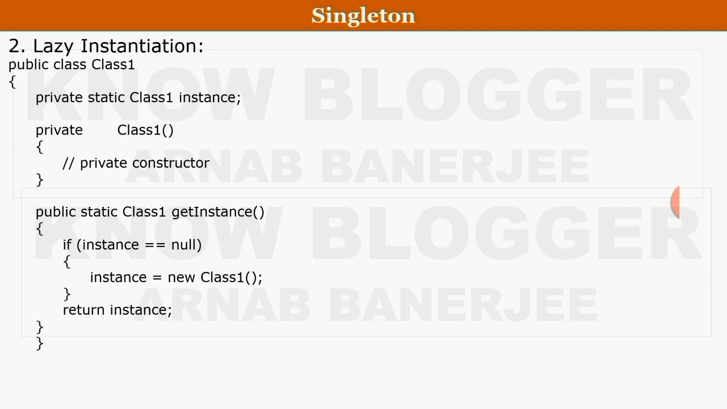And within the getInstance method, we are checking whether the instance variable is null or not. If it is null, then only the new instance will be created, otherwise the existing instance will be returned.